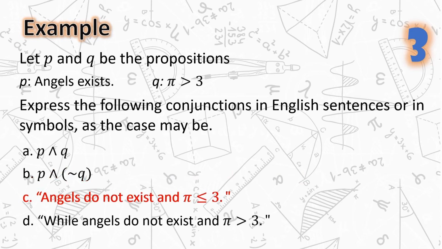Let us go to letter C. Angels do not exist, so that is the negation of the proposition P, and conjunction pi is less than or equal to 3, that is the negation of proposition Q. Therefore, we have the symbol not P and not Q. Let us proceed to letter D. While angels do not exist, that is the negation of proposition P, and pi is greater than 3, that is proposition Q, so that is not P and Q.